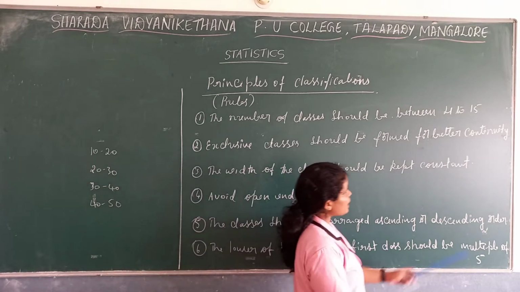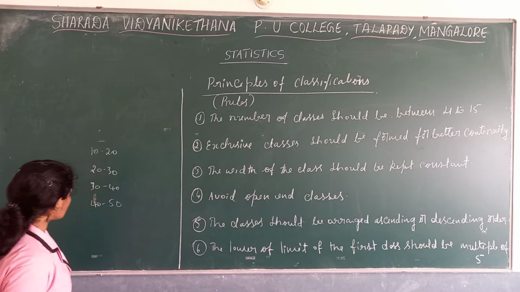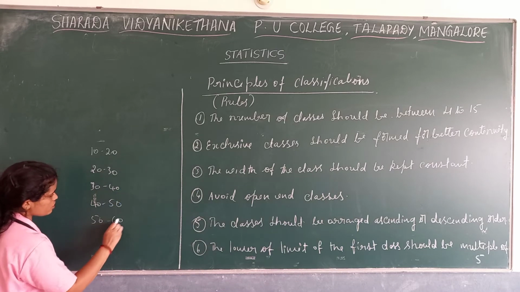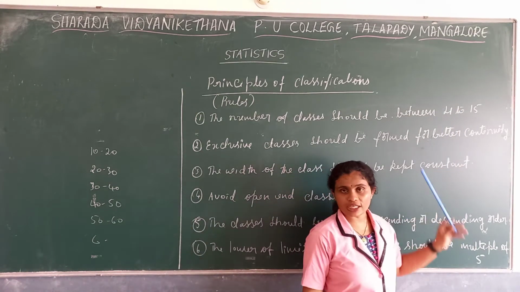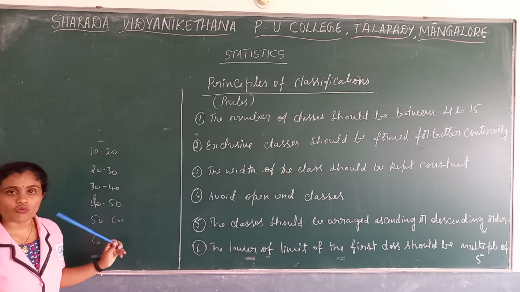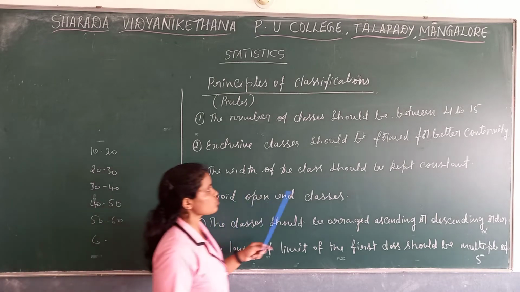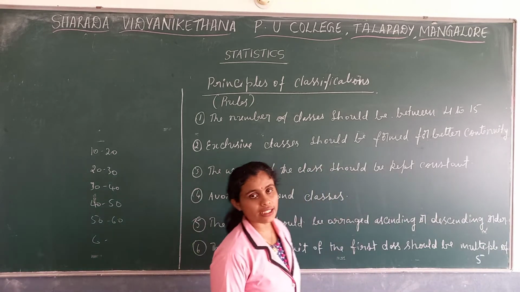Maximum means we can take classes up to 50. We can take classes like 40 to 50, 50 to 60, 60 to 70. We can take up to 15, but not more than that. So the number of classes should be between 4 and 15. That means there should be a minimum of 4 classes and a maximum of up to 15 classes.